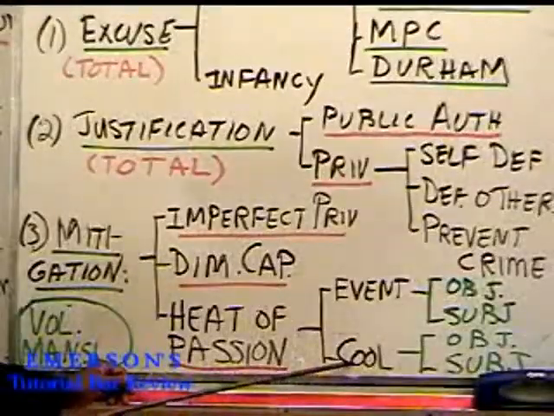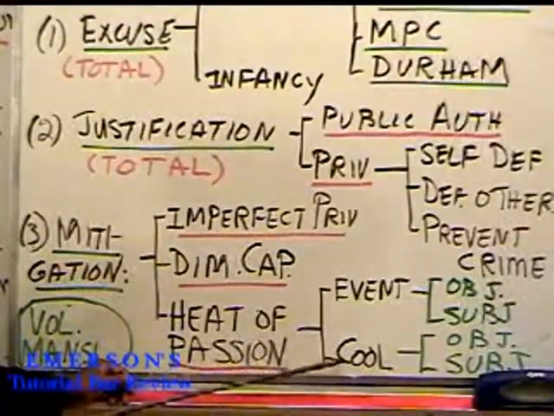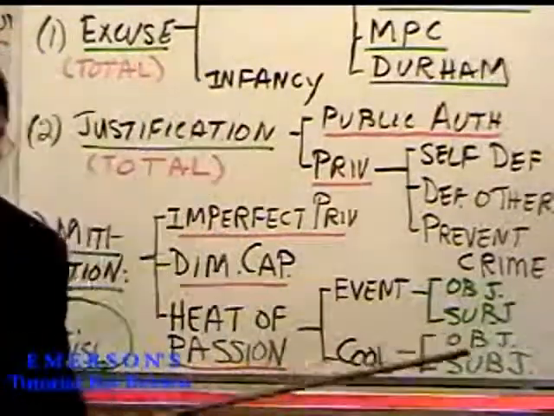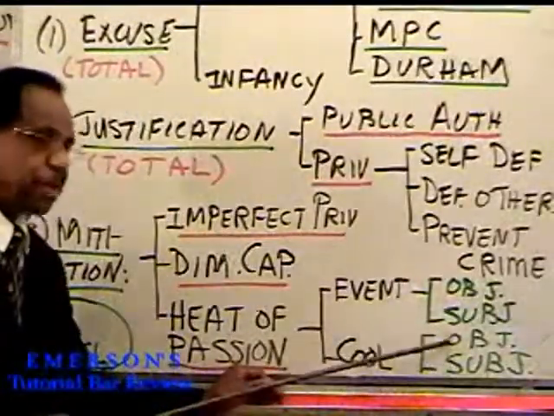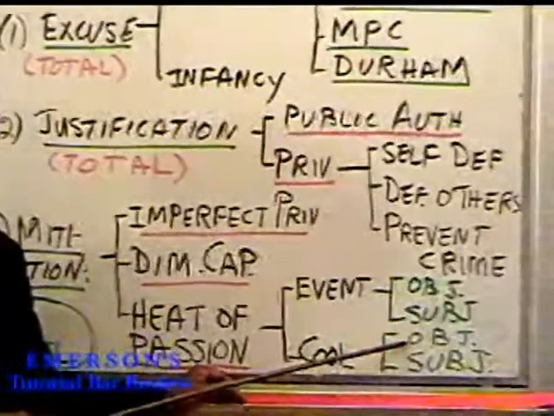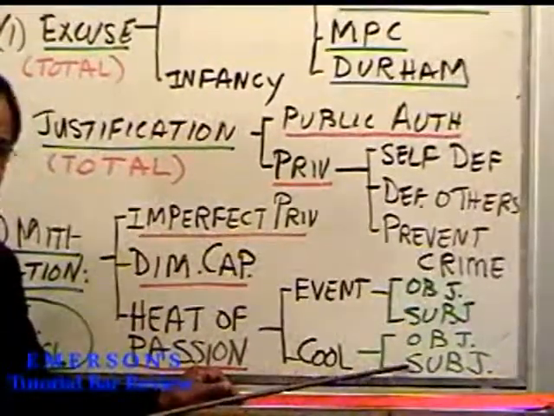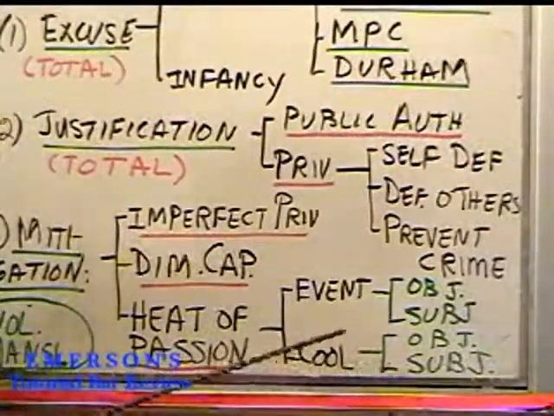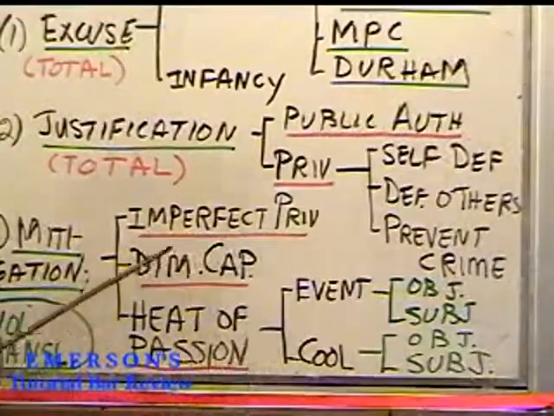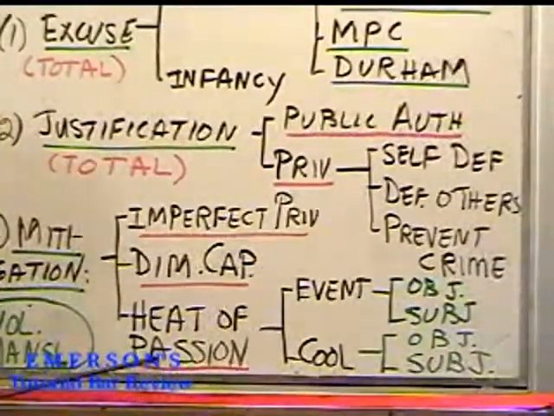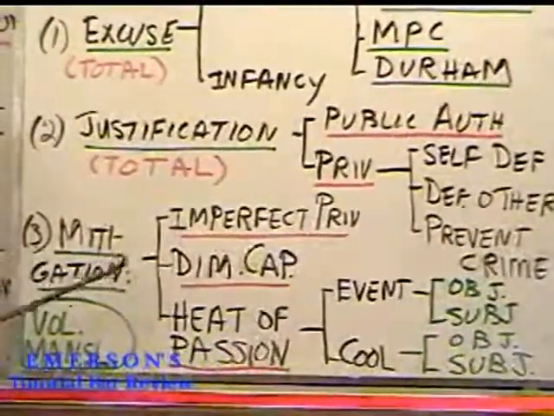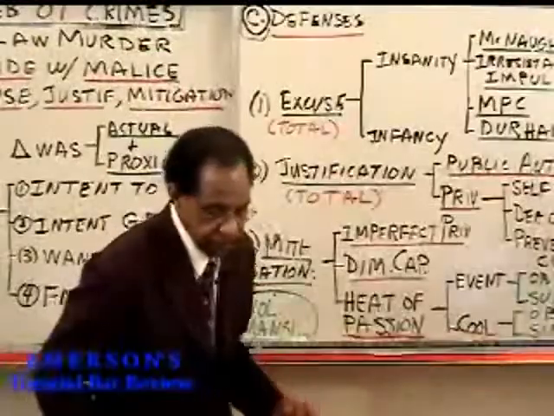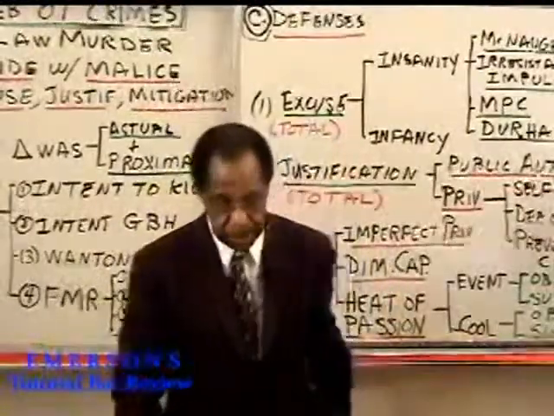The no cooling time requirement for the heat of passion also has two parts, an objective and a subjective part. The objective part is saying a reasonable person could not have cooled that fast. The subjective part is saying this particular person, in fact, did not cool off. So you need all four of these standards to make the heat of passion. These are the three ways that what otherwise would have been common law murder can be mitigated down to voluntary manslaughter. Now, with that brief review of the law of homicide, let's take a look at the question.